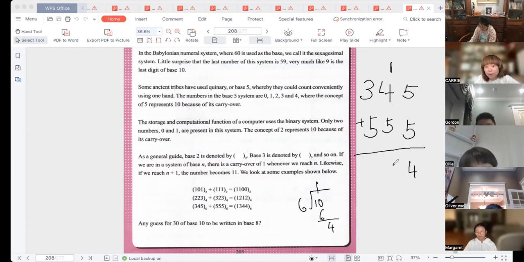Again, remainder put it here and number put it here. So 3 plus 1 plus 5 equals 9. So 9 divided by 6 equals 1. And the remainder is 3. And we carry over 1. So it is 1. So the answer is 1344.